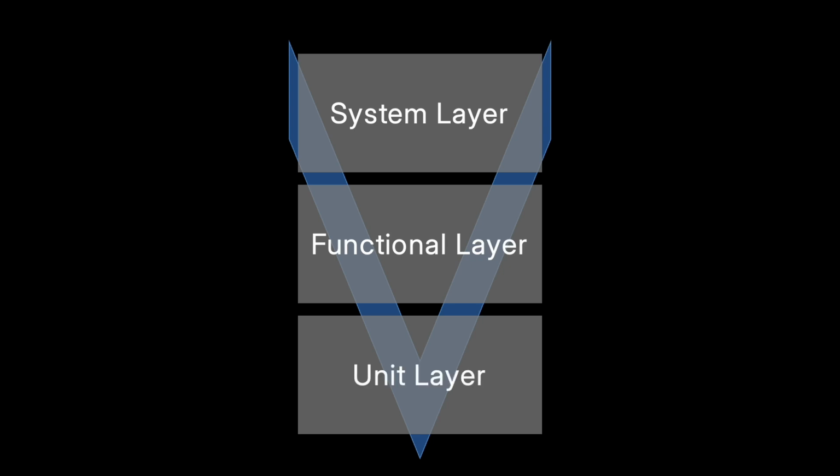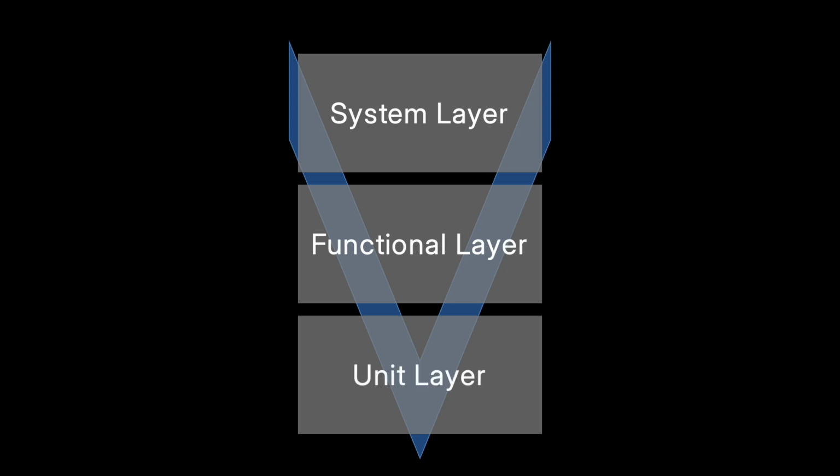The V model is also called the verification and validation model, and the structure is depicted as a V shape, hence the name. The V model has two defined dimensions represented by each side of the V shape. And there are three layers of the V model. We have on top the system layer, then the functional layer, and at the bottom the unit layer.